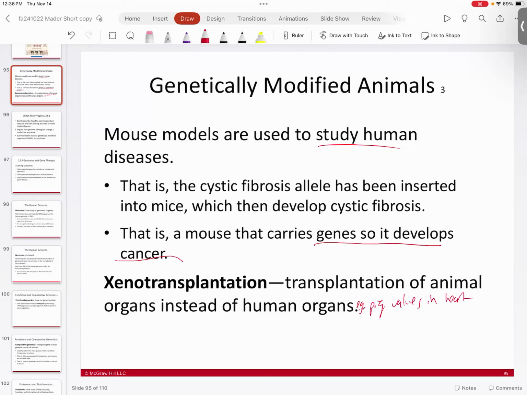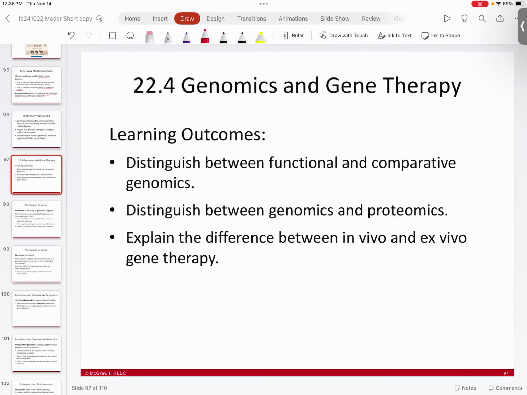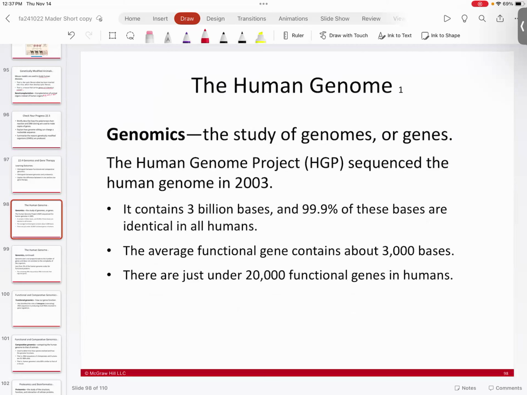So using an animal organ to basically replace one of our own. And so then we have the development of the Human Genome Project, which opens up the entire field of genomics, which is the study of the genome or genes. The Human Genome Project in the early 2000s basically revolutionized genetics as we understand it. For the first time, we have the entire human genome sequenced.